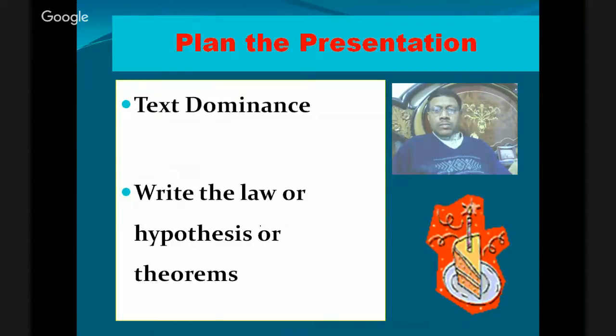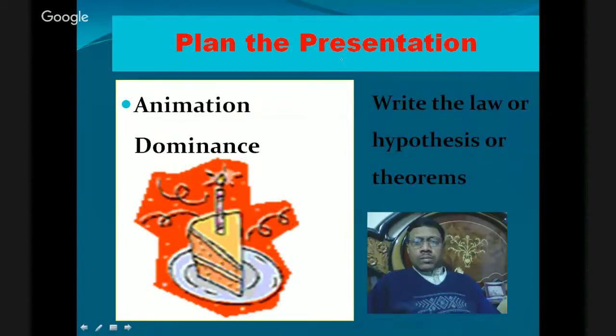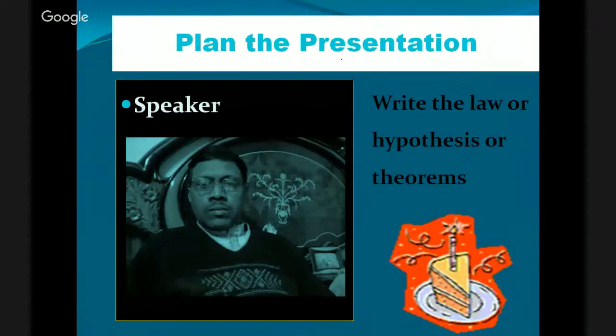There are three dominances you can say. One is text dominance, where you can write the law or hypothesis or theorems, whatever you want to write. And this is the picture, whatever you want to show, and here it is animation. So one is text dominance, another is animation dominance, and this one is speaker dominance. Whoever is speaking, that dominance can be given.